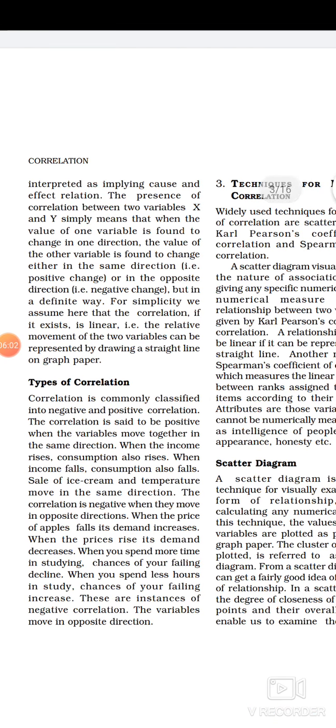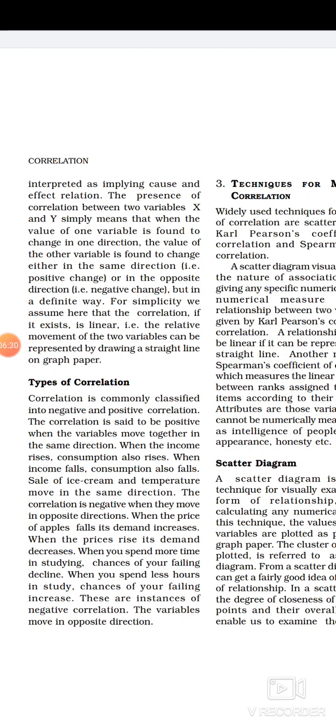Now we learn about types of correlation. Correlation is commonly classified into negative and positive correlation. The correlation is said to be positive when the variables move together in the same direction. When the income rises, consumption also rises. When income falls, consumption also falls. Sale of ice cream and temperature move in the same direction. The correlation is negative when they move in opposite directions.